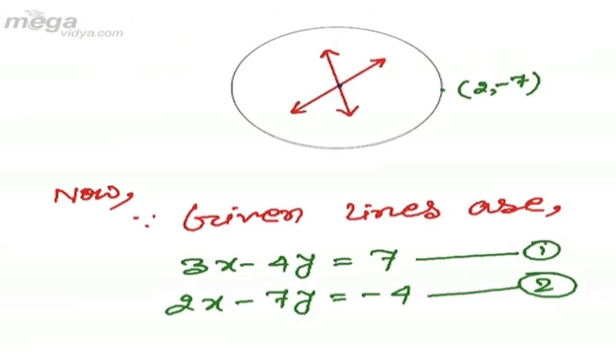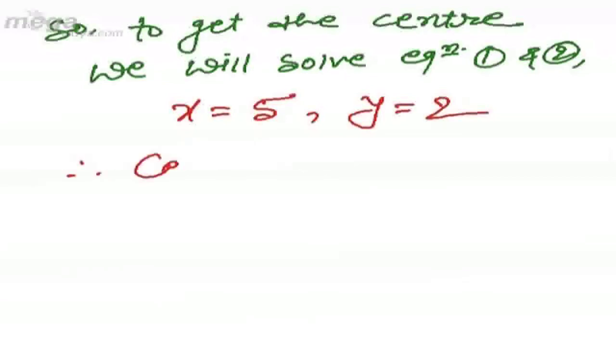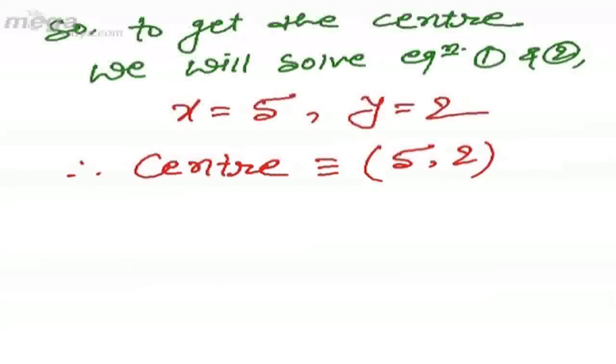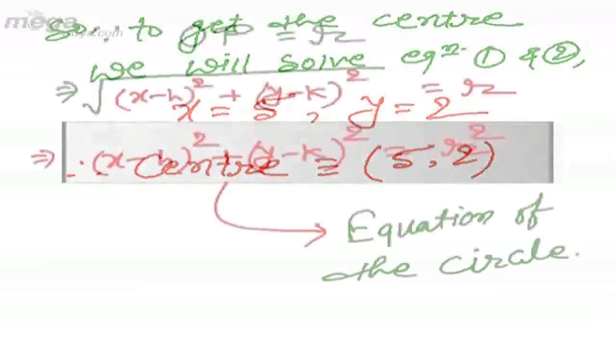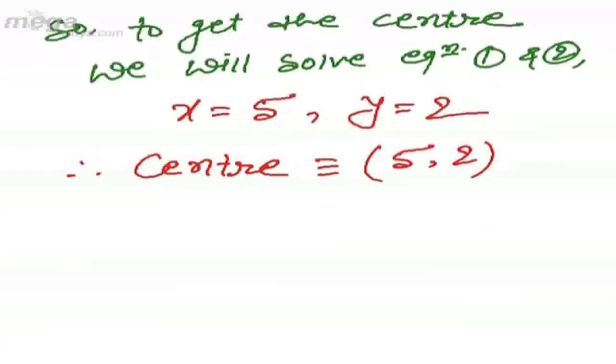Solving these two equations simultaneously, I am just writing here the solution. By solving these two we get x is equal to 5 and y is equal to 2. So therefore the center of the circle is (5, 2). Now you have to find out the radius, because you have the center. Once you get the radius, we can use this formula to get the equation of the circle. Now we will find the radius.